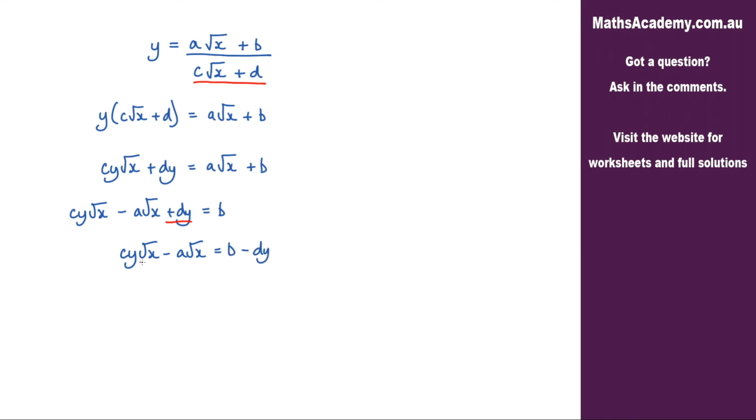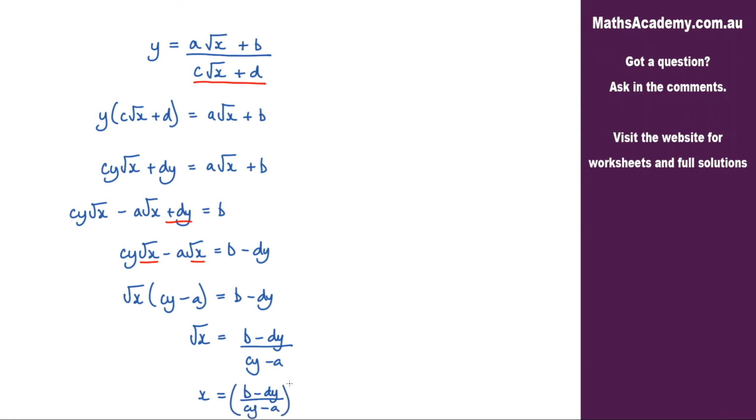We can then factorize this root x, so we get root x(cy minus a) is equal to b minus dy. We can then divide by this bracket here on both sides to give root x is equal to b minus dy over cy minus a, and then just square both sides. So x is equal to b minus dy over cy minus a, and that is squared.